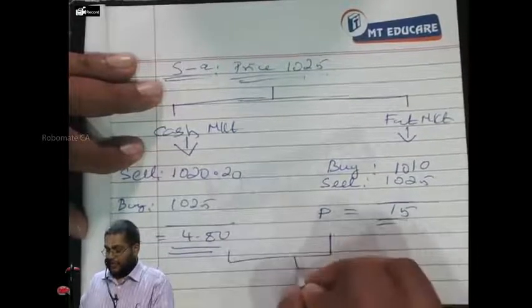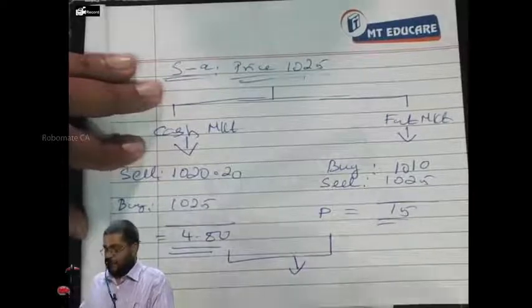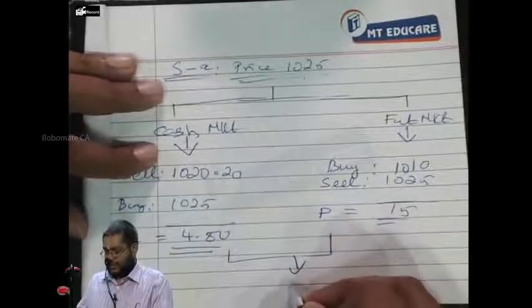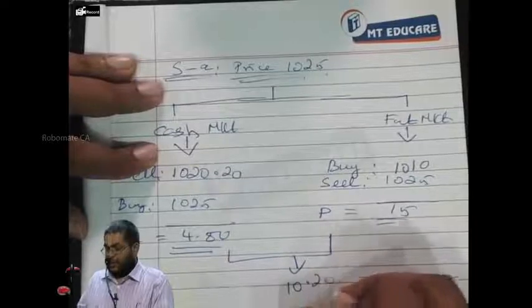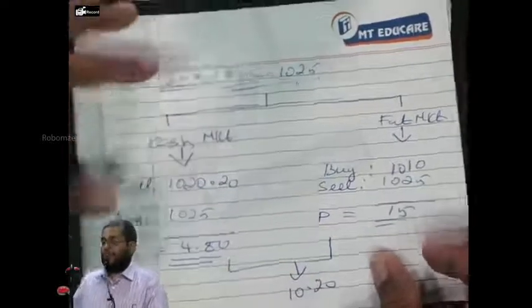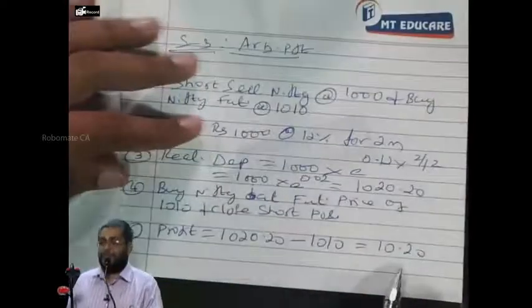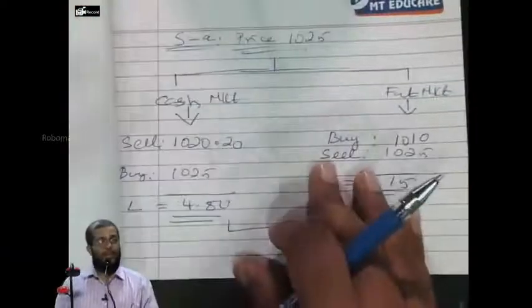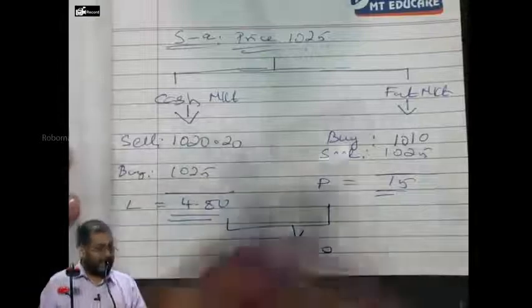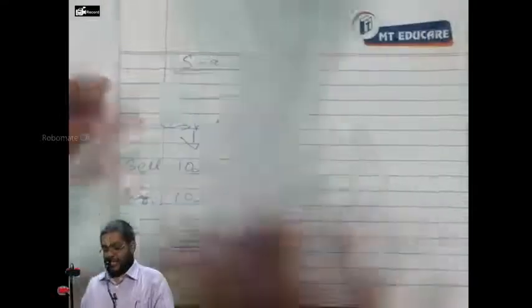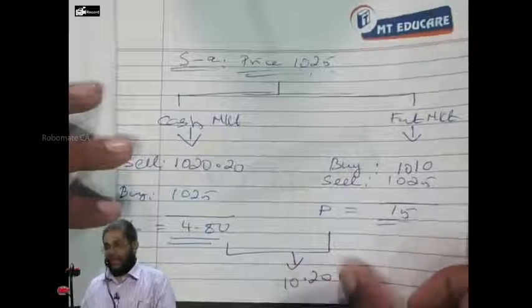Now, if I knock it off, I get 15 minus 4.80. The net is a profit of 10.20. Look at the solution: the profit you booked here is 10.20. That is how one books the profit. Does everybody have full clarity? Now, next step, Situation B. I hope you are all working along with me.